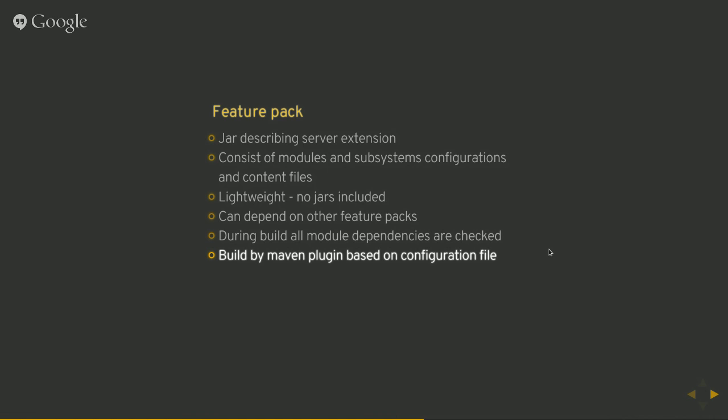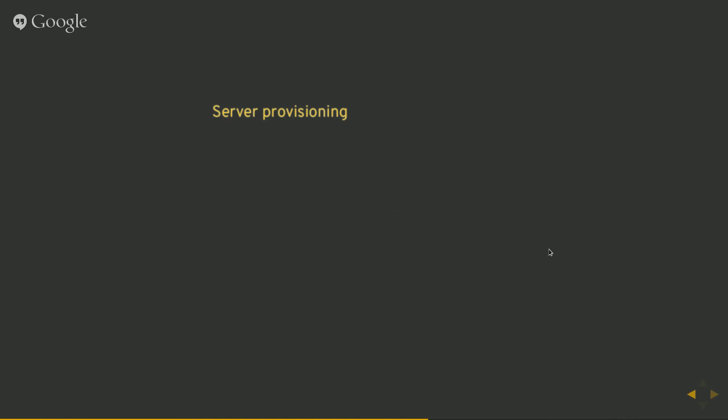So we have to configure the Maven plugin, add the configuration files, and we will obtain a jar which is a lightweight description of part of the server functions. And this jar can later be accessed like any jar from a Maven repository. When we have feature packs, we can provision a server using them.